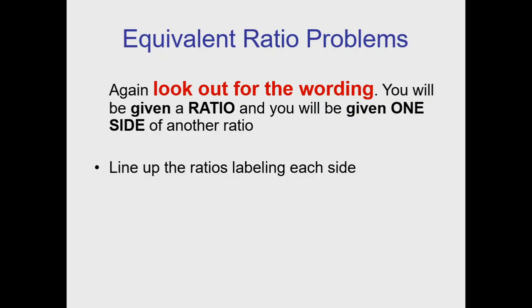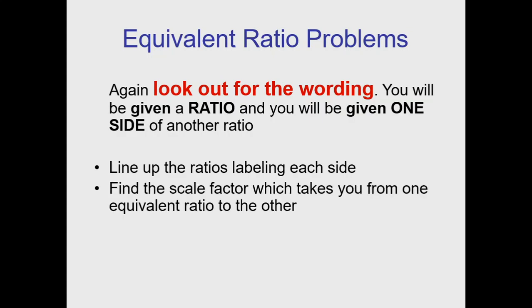So first, you're going to need to write the ratio they give you. Make sure you give it a nice title so you're clear about what each side of the ratio represents. We're going to line up the ratios, labeling each side. Then you're going to find the scale factor, which takes you from the value of one of your ratios to the other. Now, I know that's difficult to visualize, so I'll give you an example to show you what I mean by that.